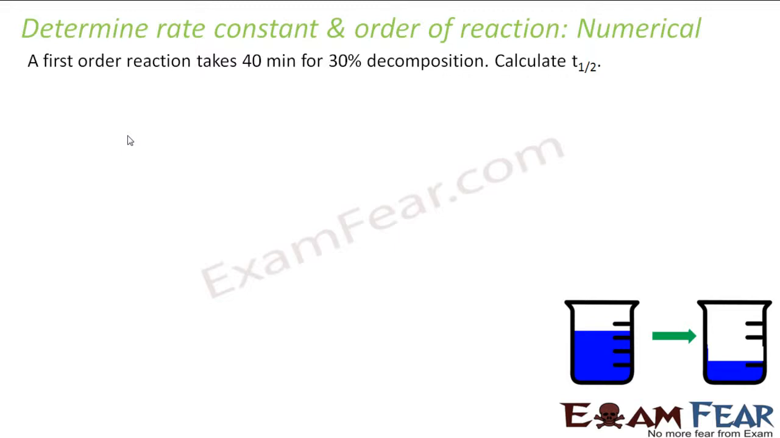The first order reaction takes 40 minutes for 30% decomposition. Find the T half. So there is a reactant to product. At T equal to 0, the initial concentration was R0. At T equal to 40 minutes, the concentration is 0.7 R0. Why? 30% is gone. Right? This becomes 0.3 R0. Okay? This is X, this is 0.7X, this is 0.3X. Right? 30% is decomposed, 70% is still there.